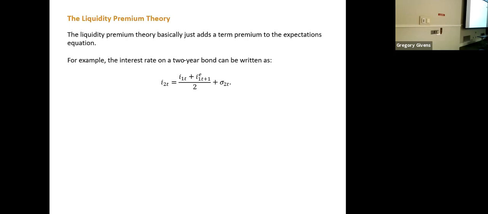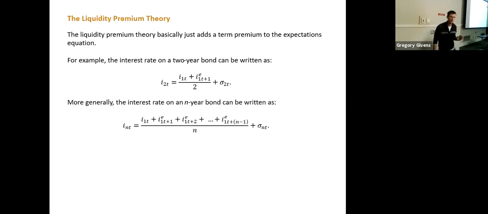And so to compensate you, you've got to add a term premium. So instead, if the 2-year rate was, let's say, 3.25%, maybe then you would agree to buy the 2-year bond because it's compensating you an extra 25 basis points for holding the longer term asset.